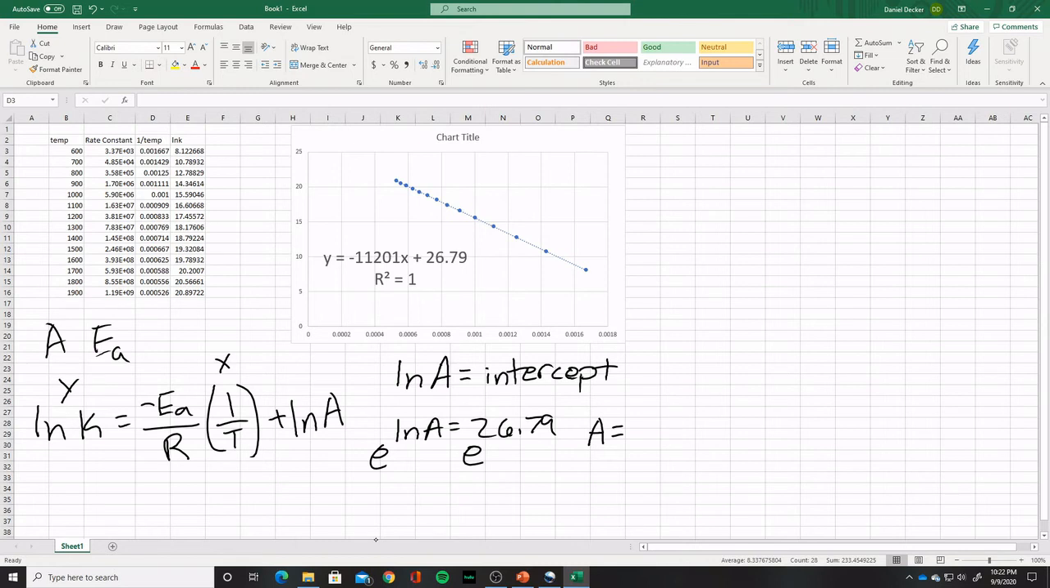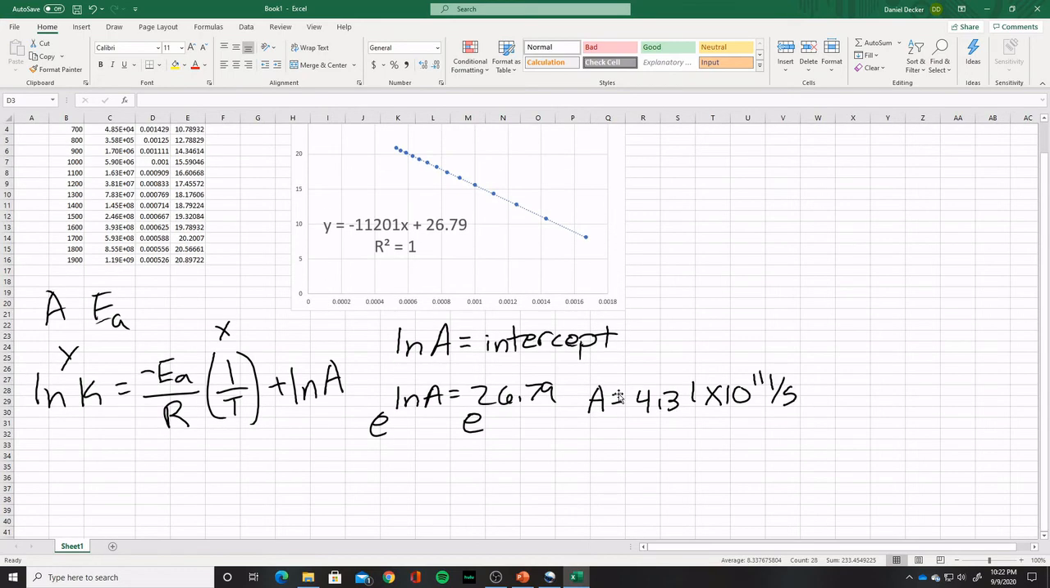Let me see. E raised to 26.79. Very large. 4.31, we'll say, times 10 to the 11. And I believe the units on that are per second, if I remember correctly. Since that is a frequency, it should have a unit of per second. So that would be the number of molecules per second that are reaching that transition state.